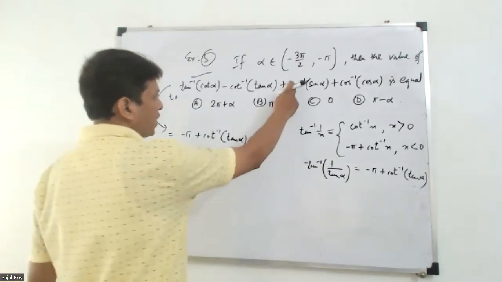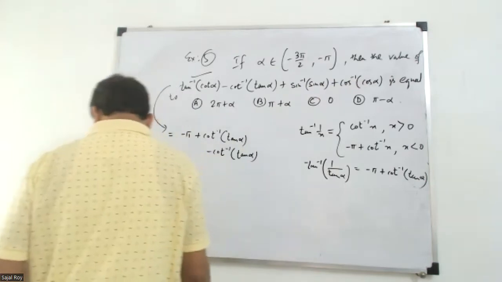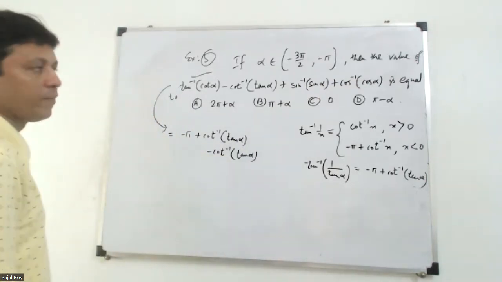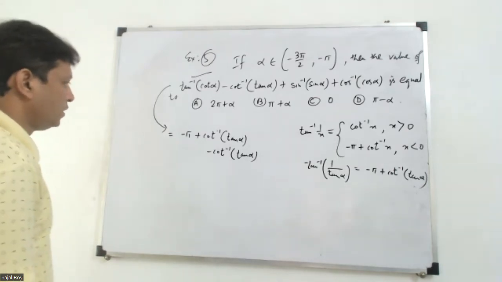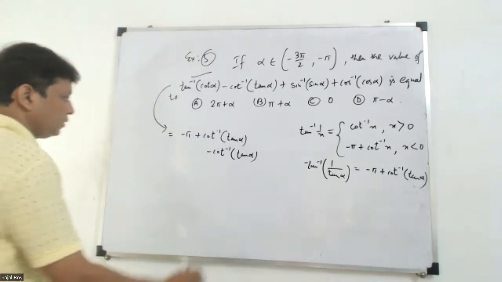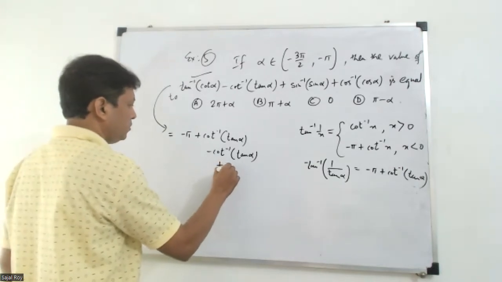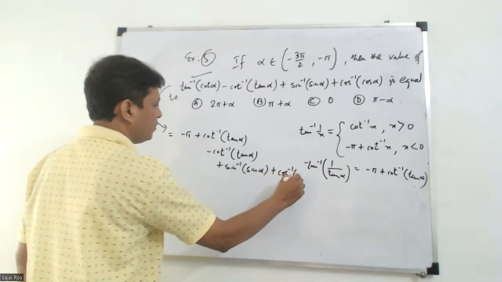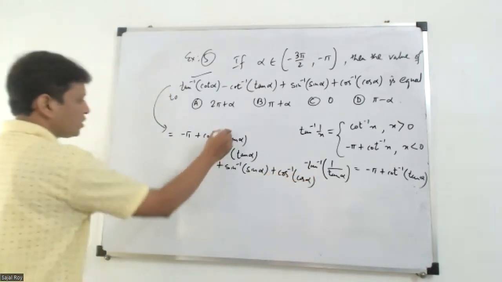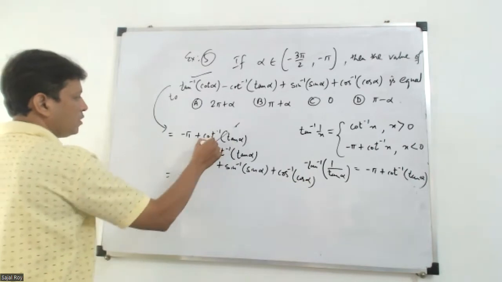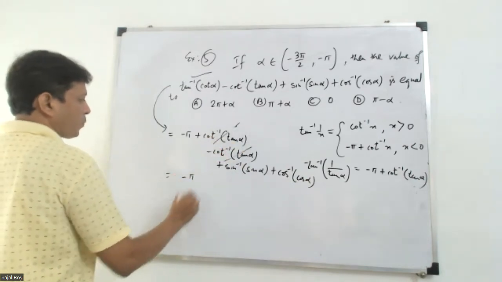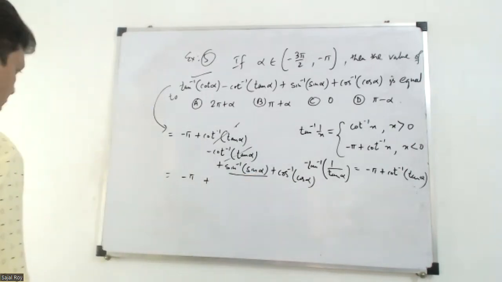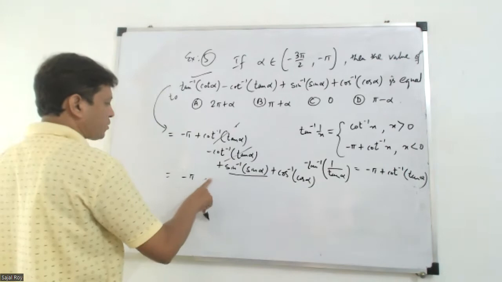And you can calculate sin inverse sin alpha and cos inverse cos alpha from the graph. Please go ahead with the graph. So this part cancelled. You have minus 5. And please check from the graph. Sin inverse sin alpha will be minus 5 minus alpha.